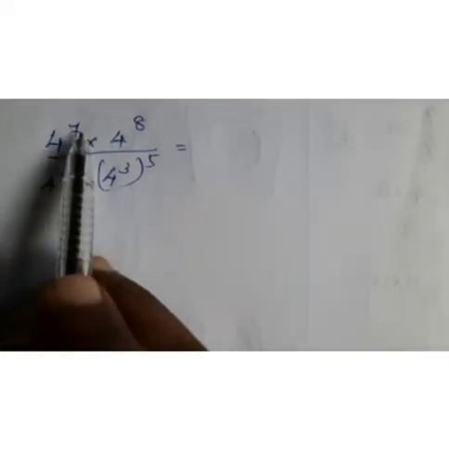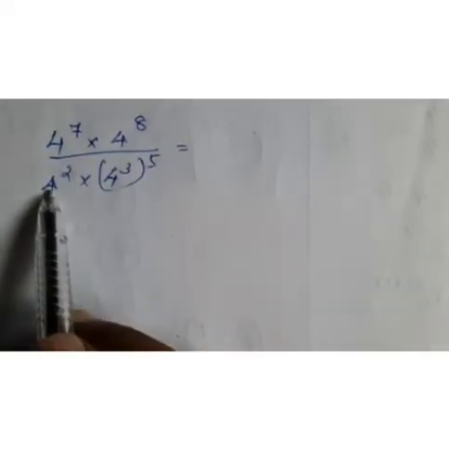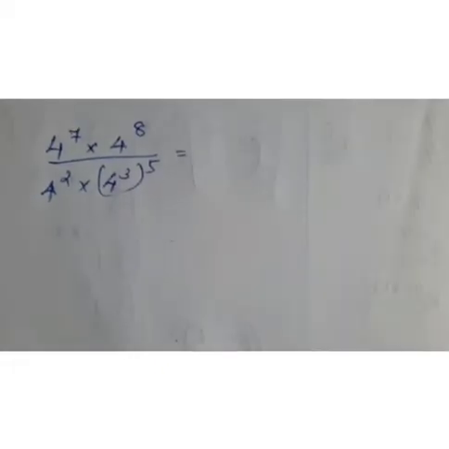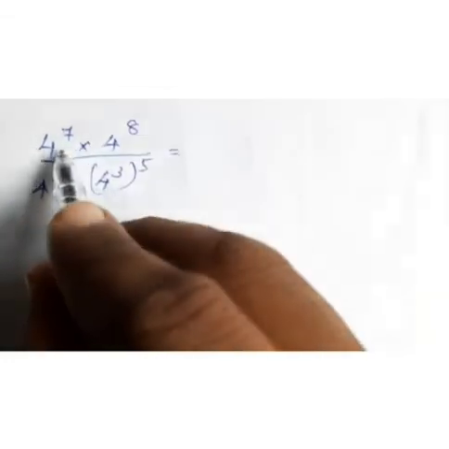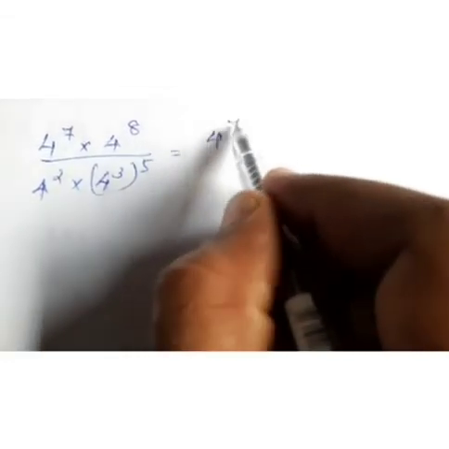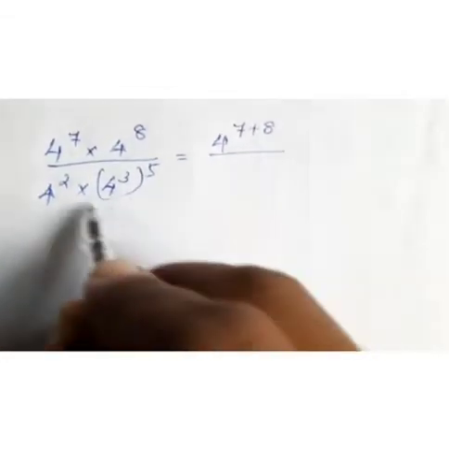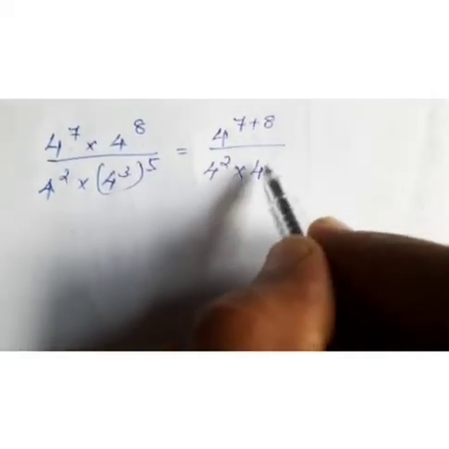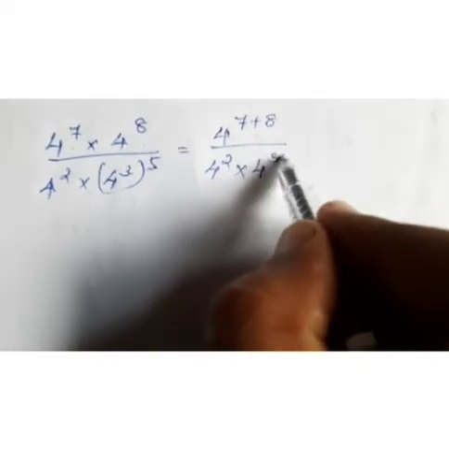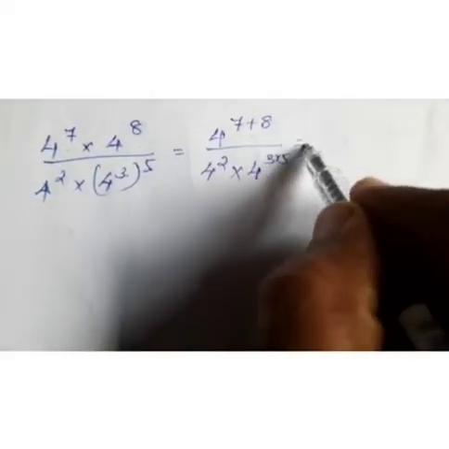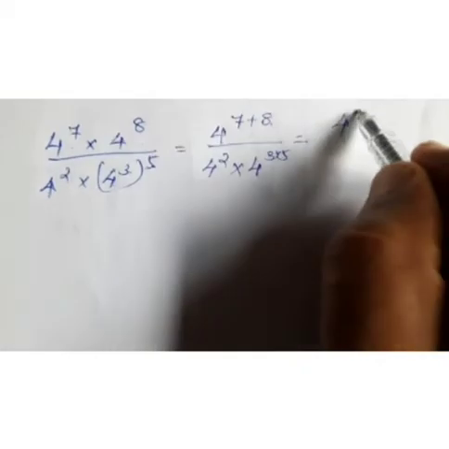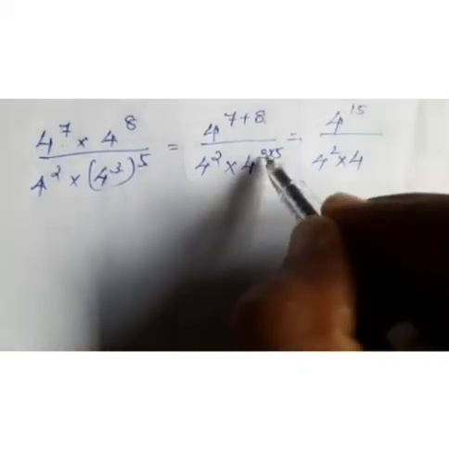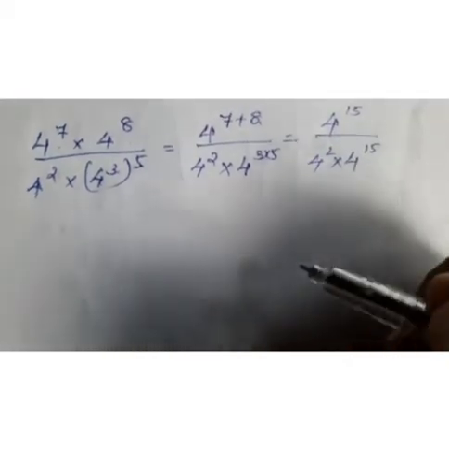4 raised to 7 into 4 raised to 8 divided by 4 raised to 2 into 4 raised to 3 whole raised to 5. How will you do this one? This is a multiplication. 4 raised to 7 plus 8 by 4 raised to 2 into power of powers, 4 raised to 3 into 5. So that's equal to 4 raised to 7 plus 8 is 15 divided by 4 raised to 2 into 4 raised to 3 into 5 is 15.